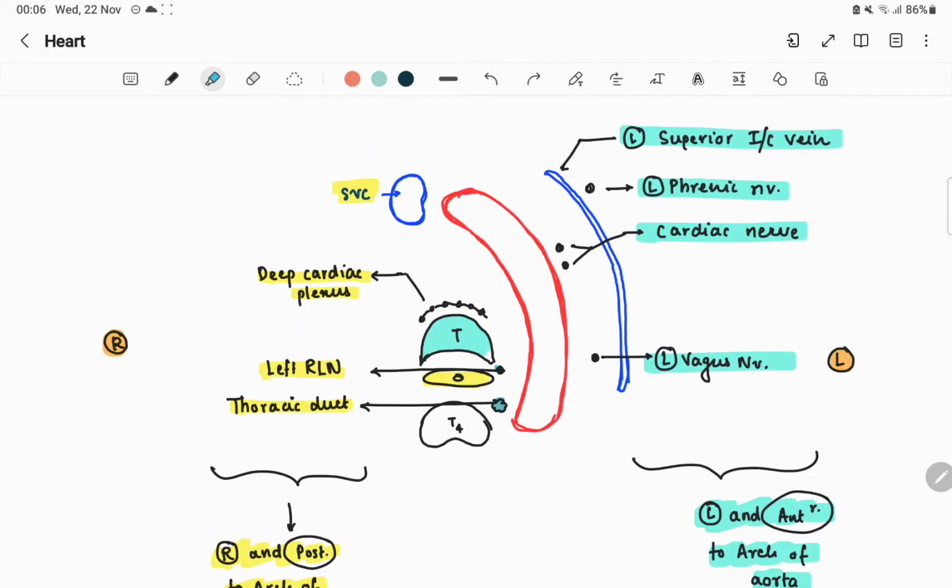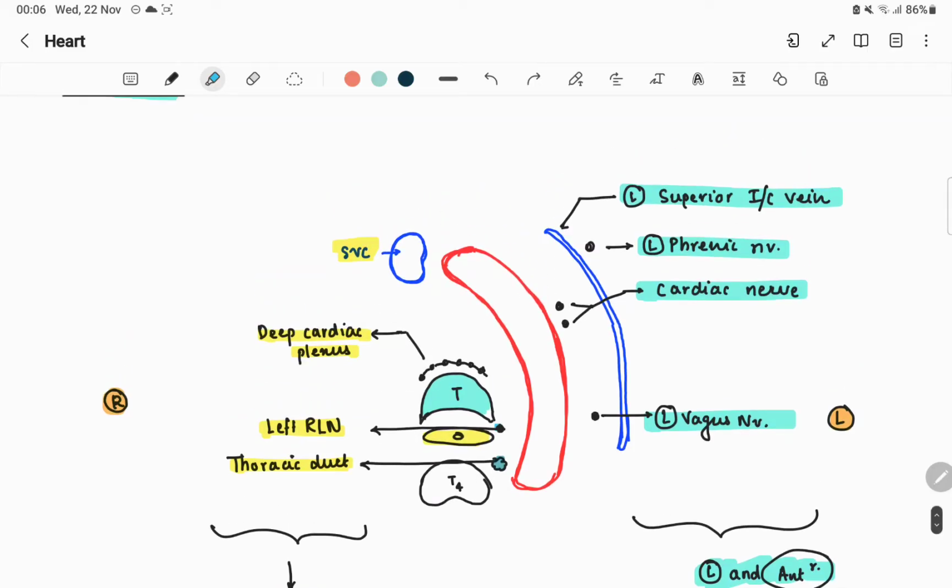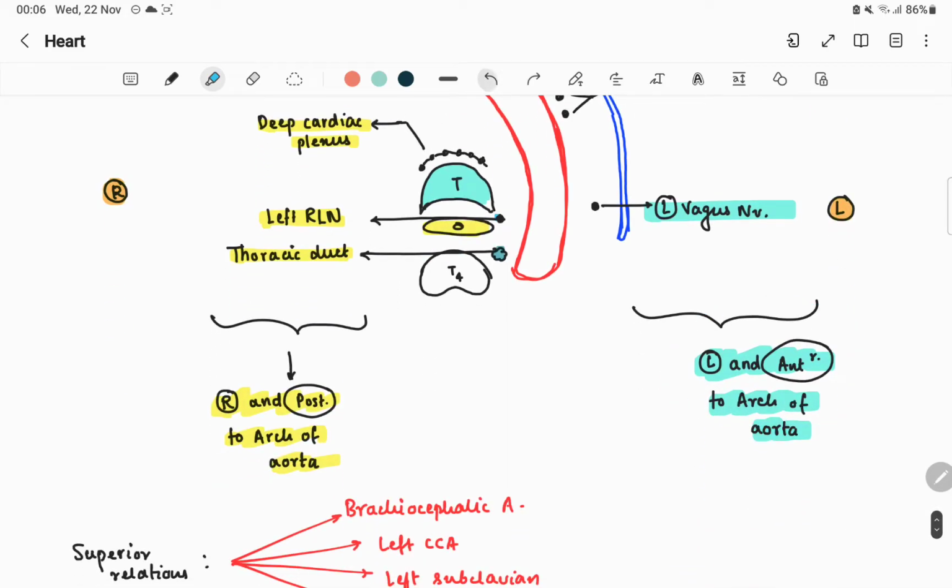And what are the left and the anterior relations? First of all, you have the left superior intercostal vein, present like this. Your left phrenic nerve will be going like this. Two cardiac nerves will be going like this, and your left vagus nerve will be lying here. This is your left and anterior relation of the arch of aorta.